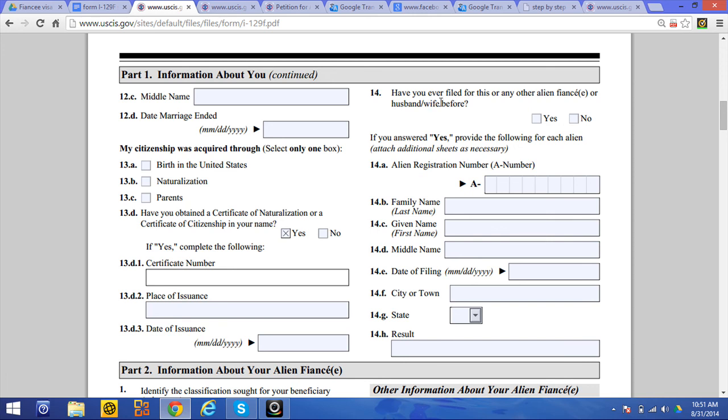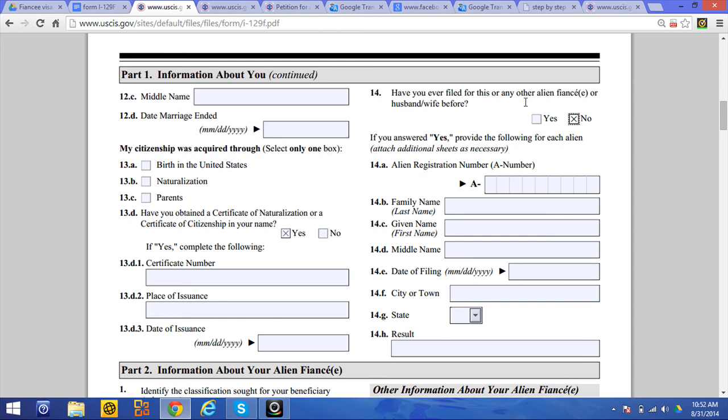They say, have you ever filed for this or any other alien fiancé? They want to know if it is the first time that you are filing this form for a fiancé. If you have ever filed, you will click yes and put the information. But if it's the first time, you will put no.